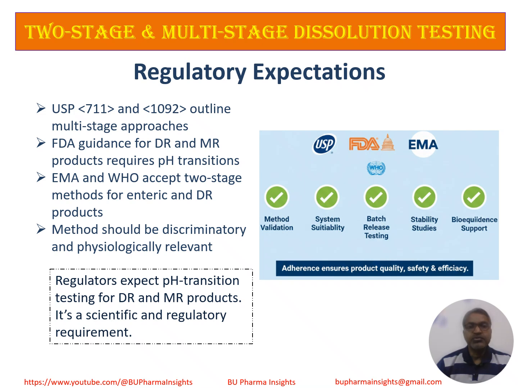It's critical to document the scientific rationale during method development. For delayed release and modified release products, regulators expect pH transition testing. This is both a scientific necessity and a regulatory requirement. Clear documentation ensures the method is defensible, reproducible, and inspection ready.